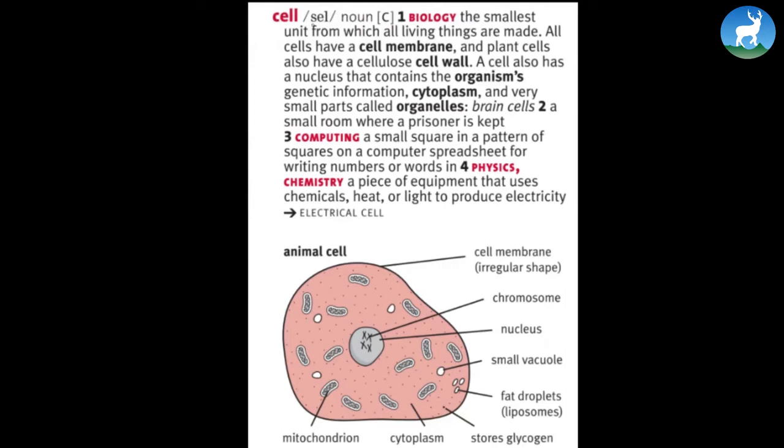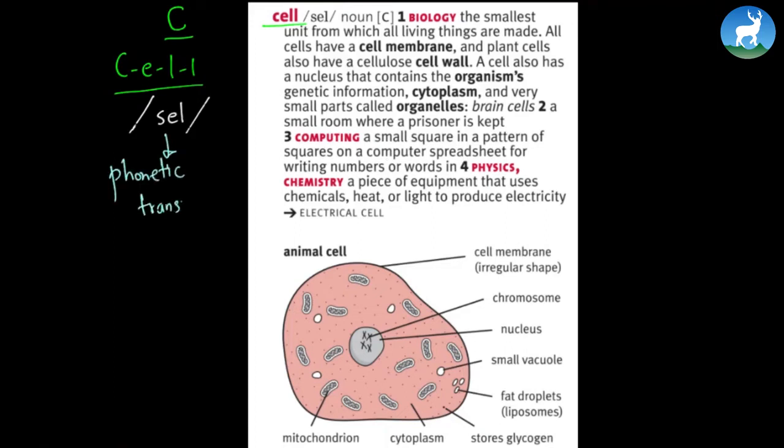So let's say we are going to look up a page. We are going to find the word cell. And if you go to the C section of your dictionary, and if you go from C to E to L to another L, you would find the word cell. You'd find the word cell, yes. And then you would find the pronunciation S-E-L, cell, right? So this is what we call the phonetic transcription. What is it called? It is called the phonetic transcription.